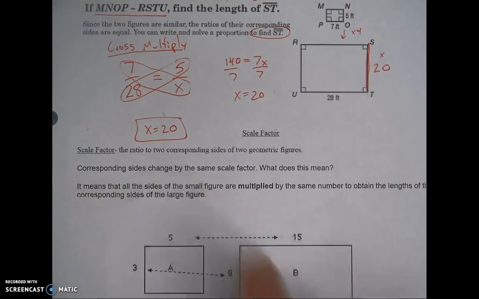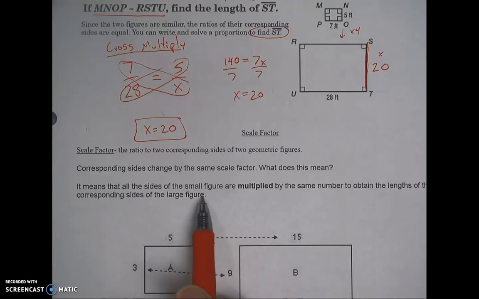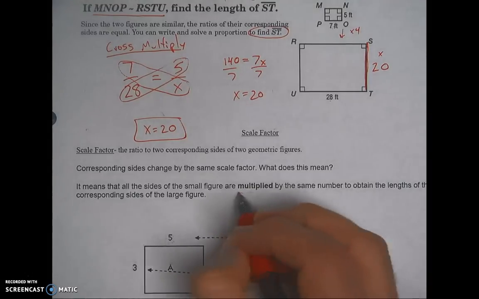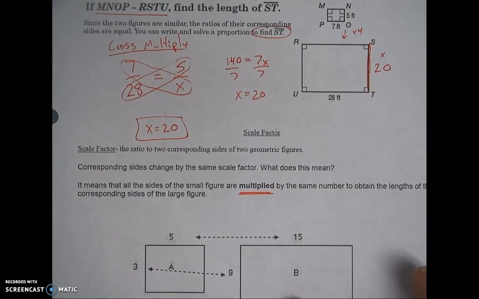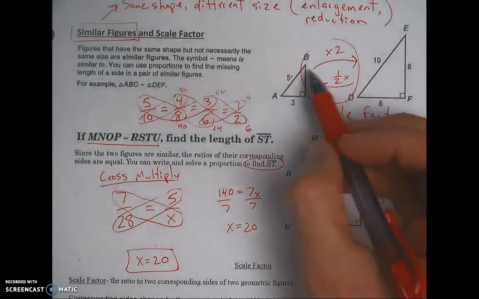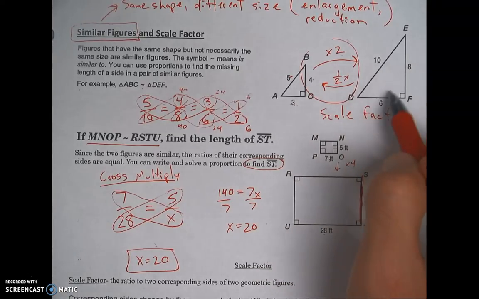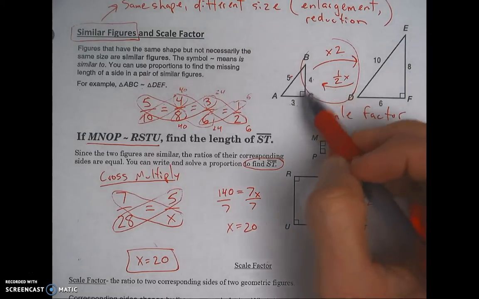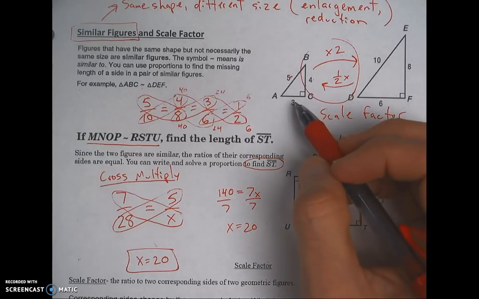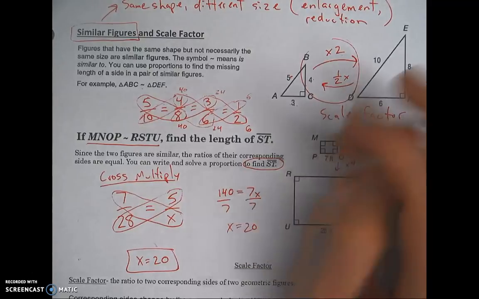So corresponding sides change by the same scale factor. That means all the sides of the small figure are multiplied by the same number to obtain the lengths of the corresponding sides of the larger figure. So going back up here for a second, all 3 of these sides were multiplied by 2 to get this. So the scale factor is 2. And going the other direction, every single one of these sides was multiplied by 1/2 to get this. So that's the scale factor going this way. So every relationship is going to have 2 scale factors, one for each direction.